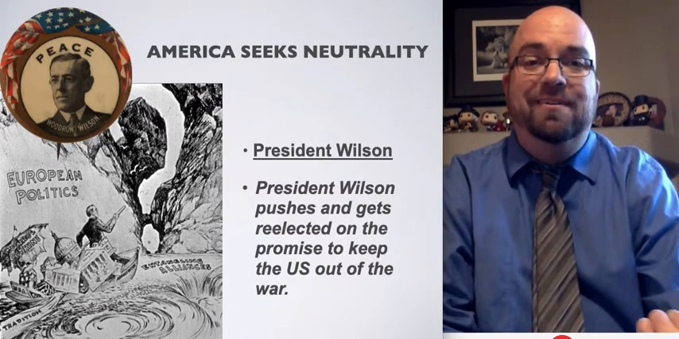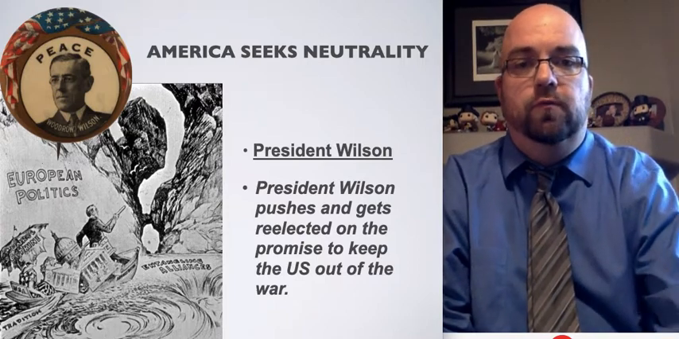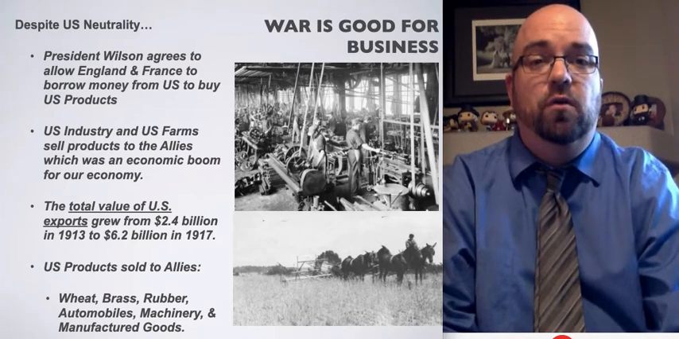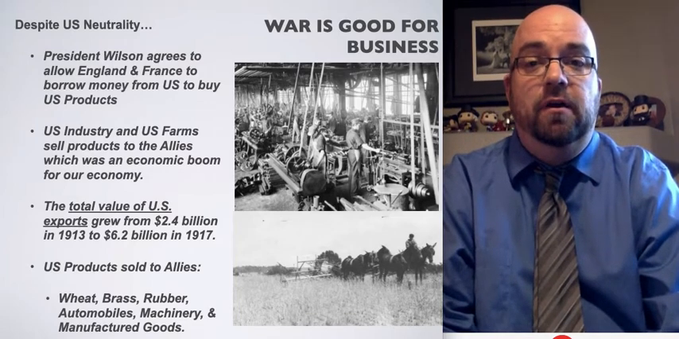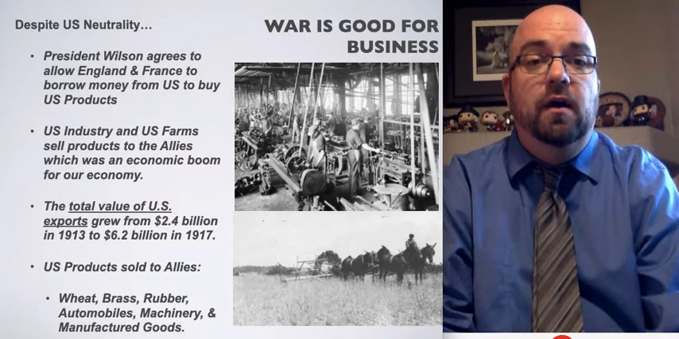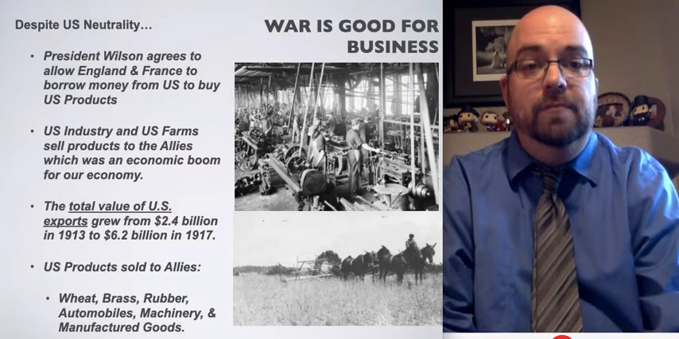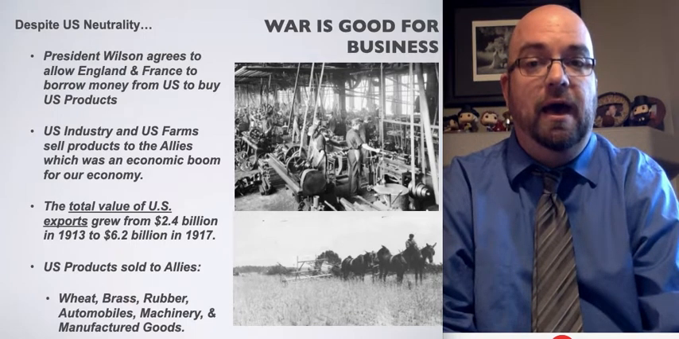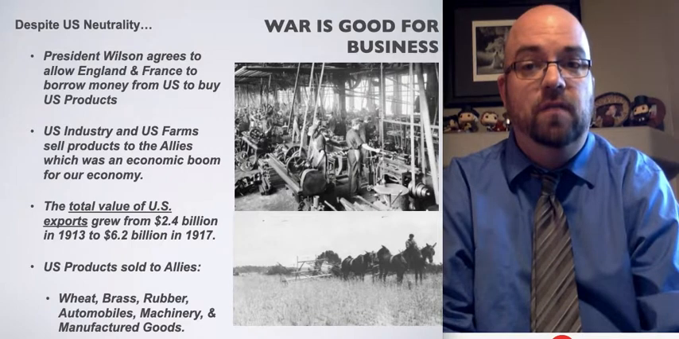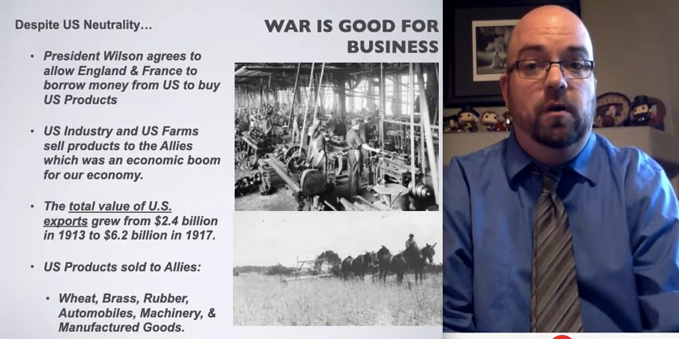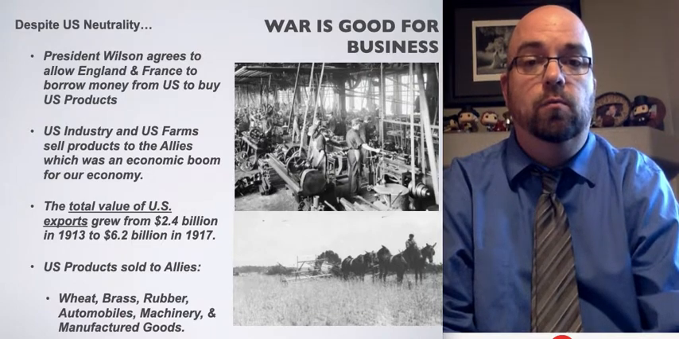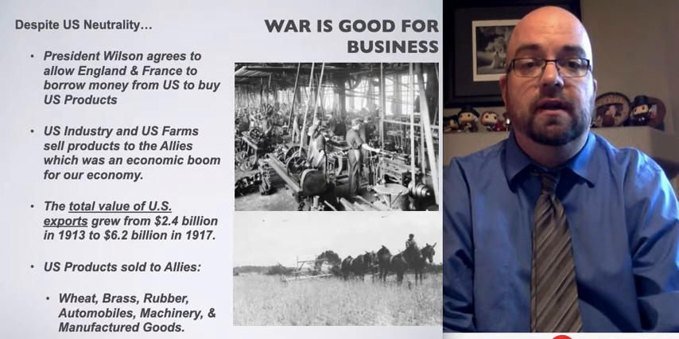But even though we were technically neutral, we really weren't fully neutral. War was really good business for American industry and American farms. President Wilson agreed to loan money through the American banking system to both England and France so that those two countries could buy products from the United States. U.S. industry and U.S. farms were selling products to the Allies, which was a massive economic boom for our country's economy in the 1900s.